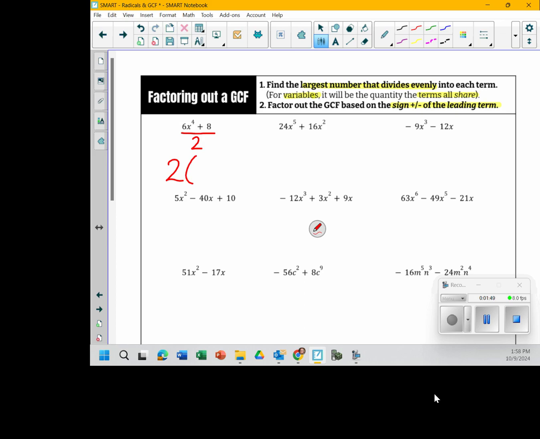So I have 2 out front, and then I'm going to divide each term. So 6x to the 4th divided by 2 would be 3x to the 4th. 8 divided by 2 is 4. I couldn't bring any x's out because the 8 didn't have any x's. So that's one option, to just write, I'm dividing all of this by 2.